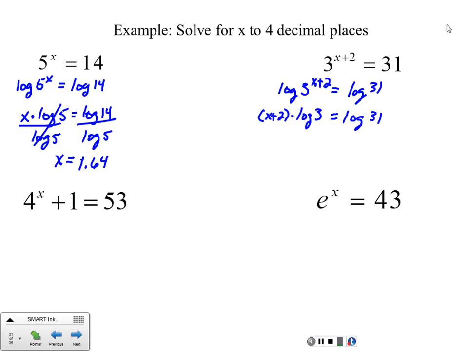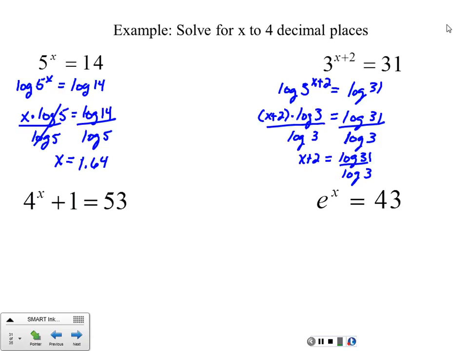Alright, so you have x plus 2 times the log of 3 is equal to the log of 31. Now I need that group of x plus 2 by itself, so you're going to do the exact same thing. We're going to divide both sides by log 3. And so you're going to have x plus 2 is equal to log 31 over log 3.